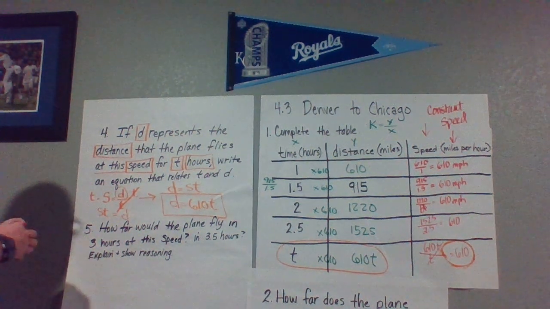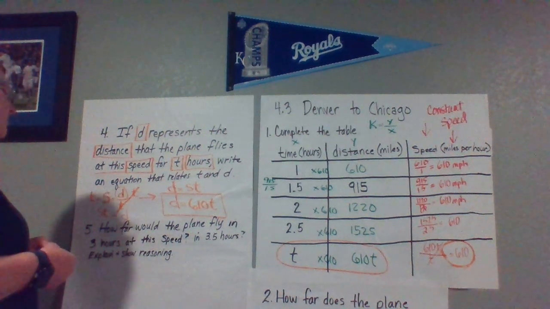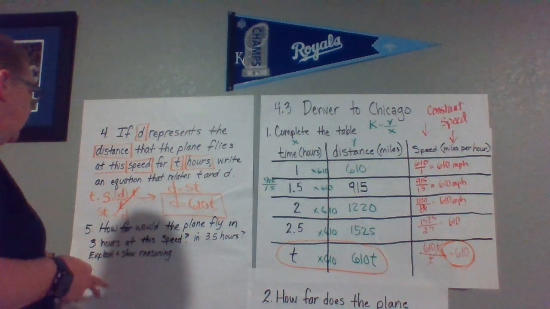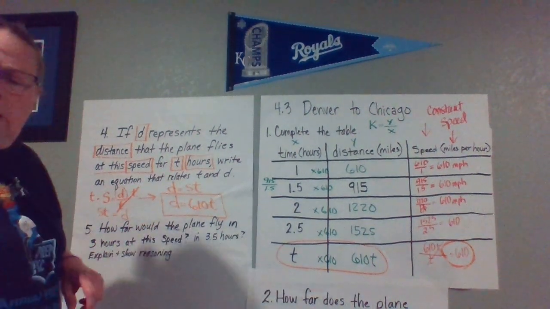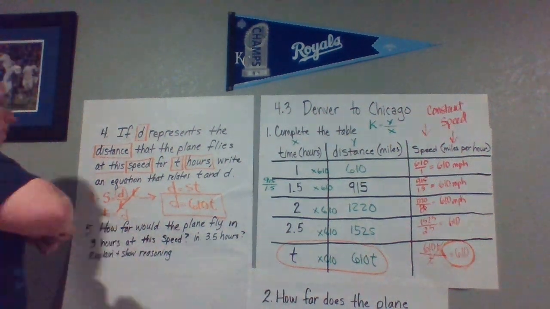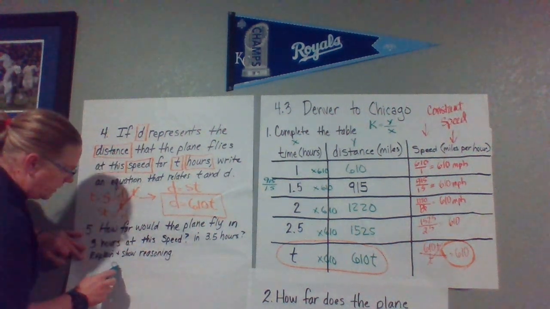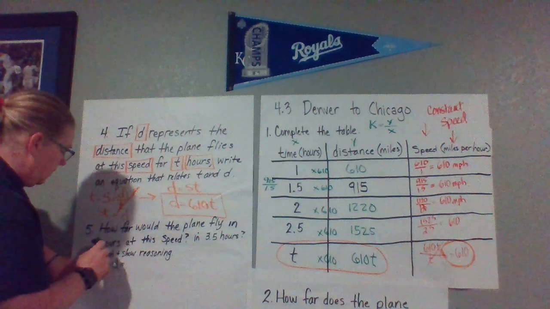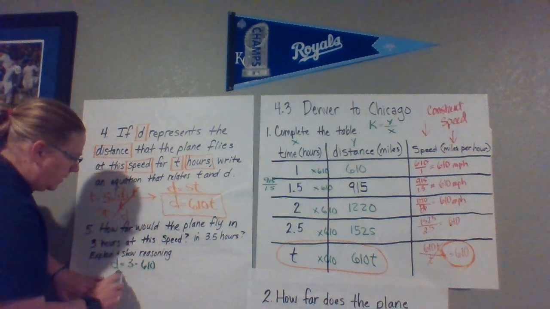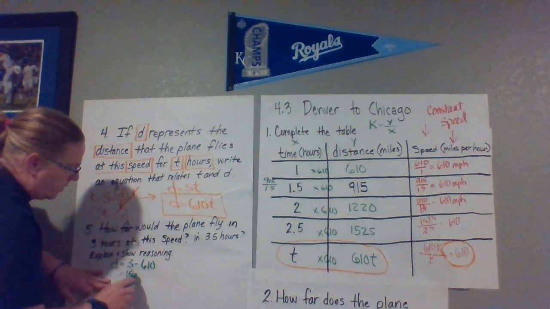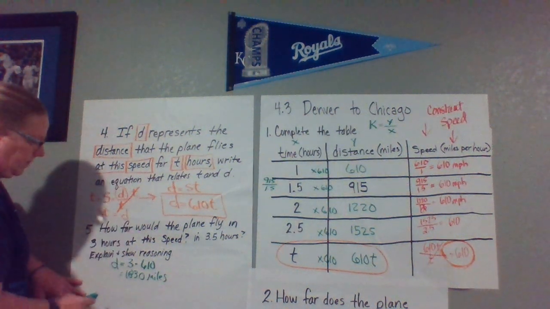Let's look at our last question. It says, how far would the plane fly in 3 hours at this speed? 3.5 hours? Explain and show our reasoning. Let's think about what we're doing. We already know what our time is. We're trying to find out what our distance is, so let's plug in some numbers. Distance equals 3 times 610. 3 times 610 is 1,830. I'm going to be able to travel 1,830 miles.